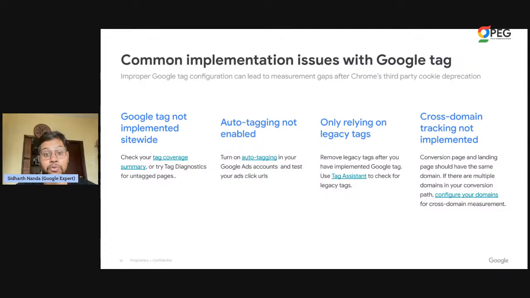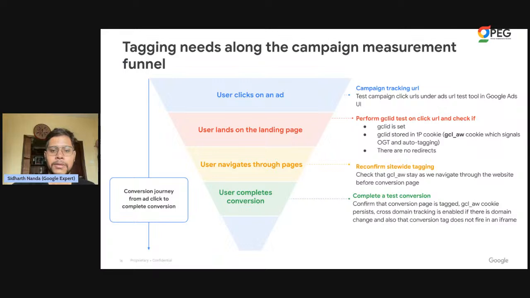Remember, you should always remove your legacy floodlight tags, which traditionally rely on third-party cookies, so that way at least you'll avoid any sort of double counting between the third-party cookies and the first-party cookies as well. And definitely make sure that your conversion pages are on the same domain as the landing page of the ads, or else you'll need to implement cross domain tracking in order to maintain the measurement across multiple domains in your conversion path. You'll need to configure your domains to have that sort of cross domain measurement.